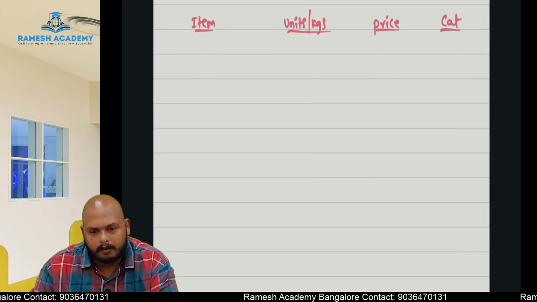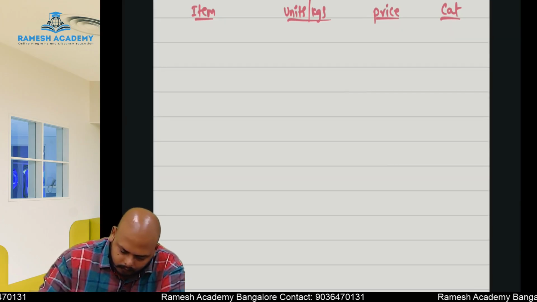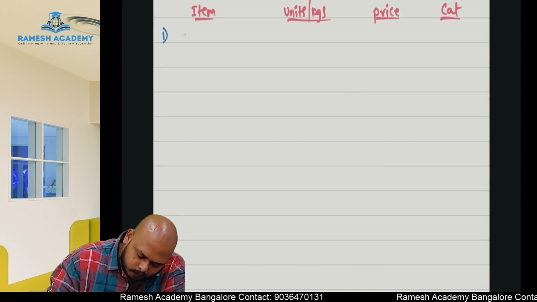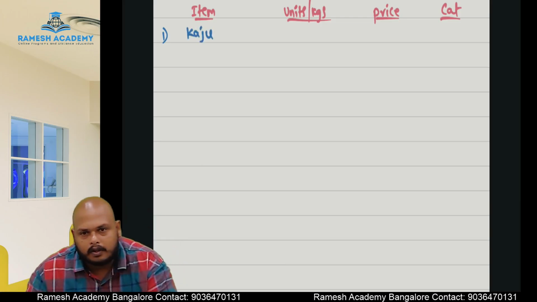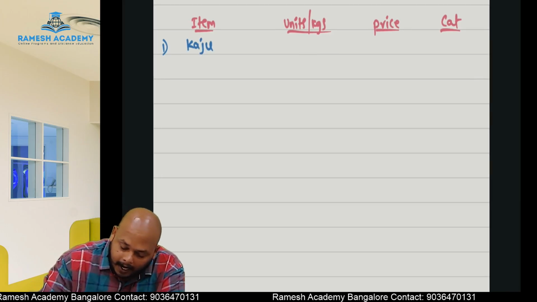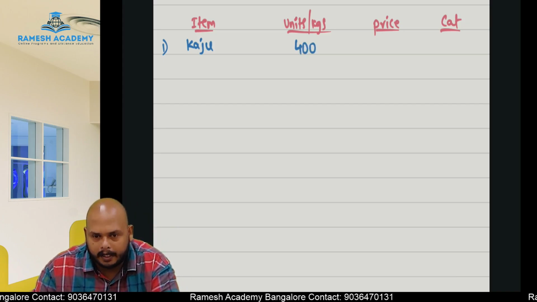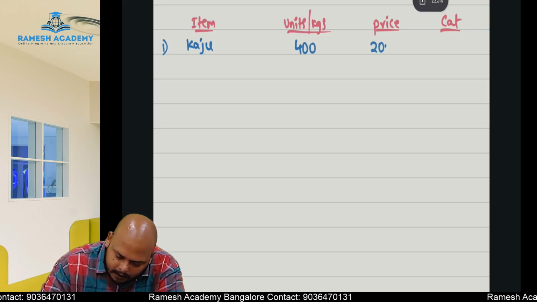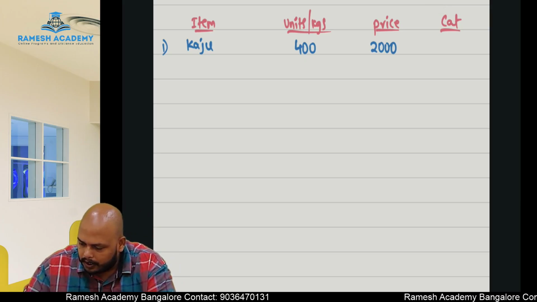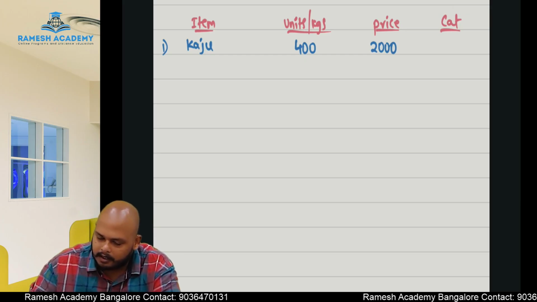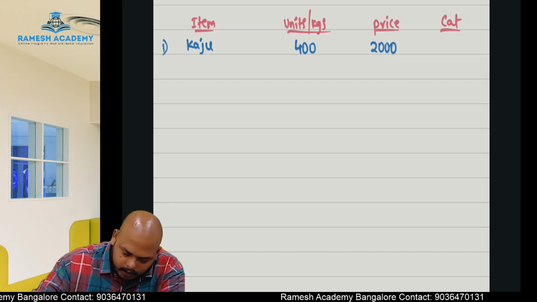Let's take an example of Big Bazaar. The first item, let us take an example of Kaju. We are having 400 kgs. The price per kg, let us assume 2000 rupees. 2000 into 400 kgs, that is nothing but... we require one more column also. Let's wait for a second.